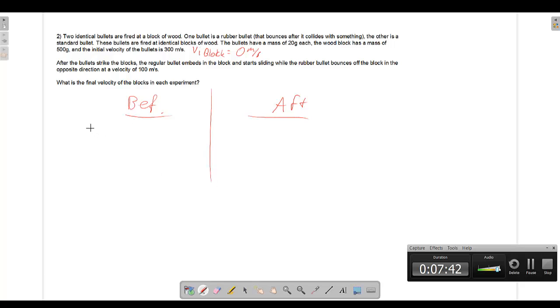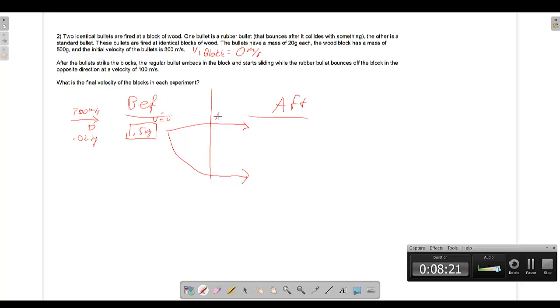The before is going to be each bullet is fired at a block of wood. The velocity for each bullet is 300 meters per second. The mass of the bullet is going to be 20 grams, so that's 0.02 kilograms. And the mass of the block is 500 grams, so that's 0.5 kilograms. Obviously v is 0 for the block. So this is going to be essentially the same case for both the bullets. I'm not going to draw the second one. But this gives us two different outcomes depending on the rubber bullet or the regular bullet.